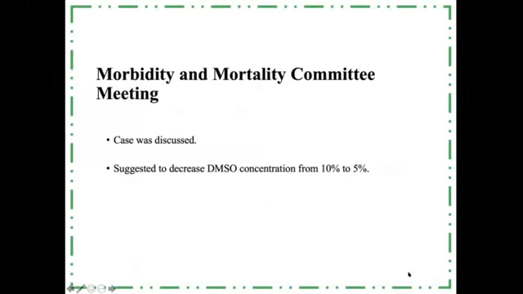And now, after the incident, a morbidity and mortality committee meeting was formed and the case was discussed. It was suggested to decrease DMSO concentration from 10 to 5%. Now, the international standard for stem cell cryopreservation DMSO is 10%. However, some infusion centers have been successfully using 7.5 and even 5%.